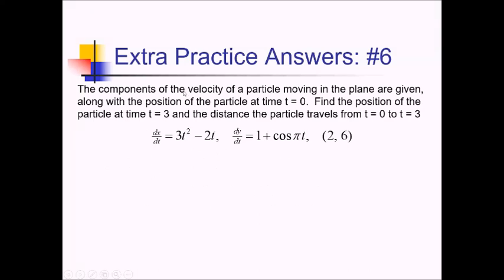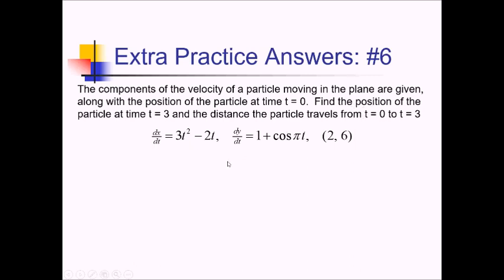For this one, the components of the velocity of a particle moving in a plane are given down below here. And the position of the particle at time 0 is 2, 6. We want to find the position of our particle at time 3 and also the distance it travels from time 0 to time 3. All right, let's start with the position first.